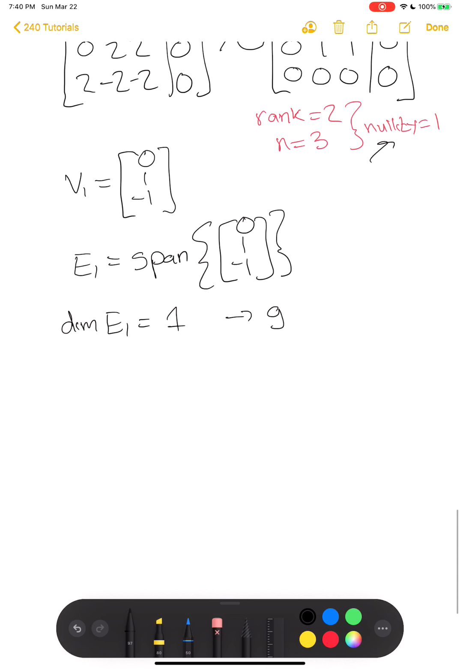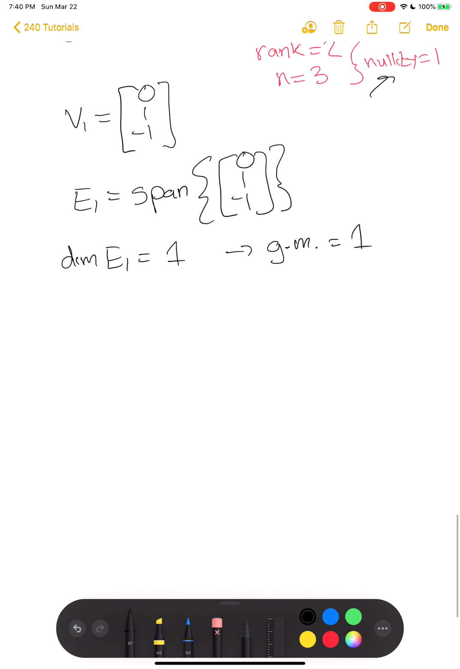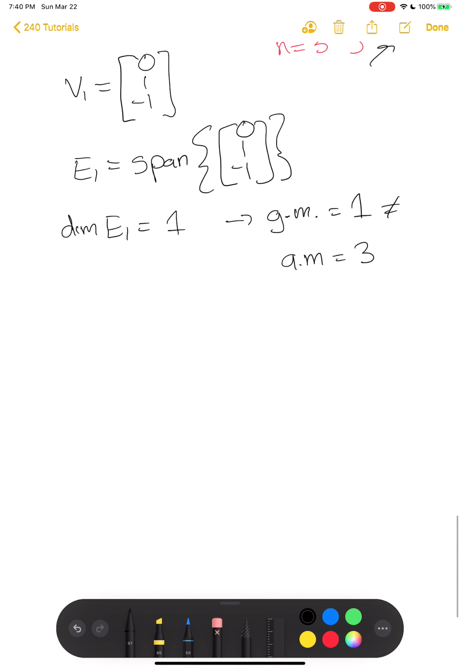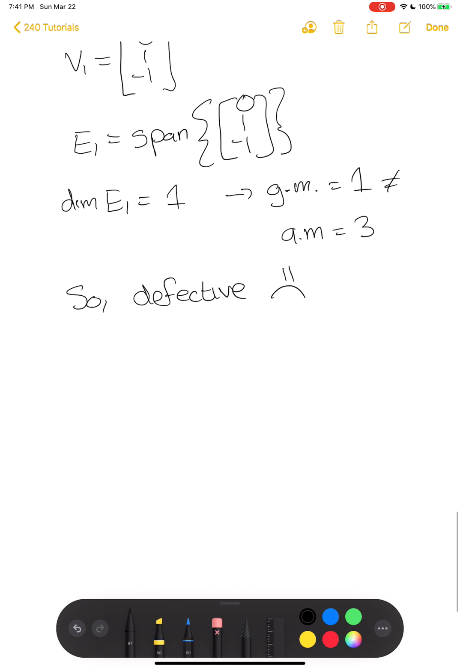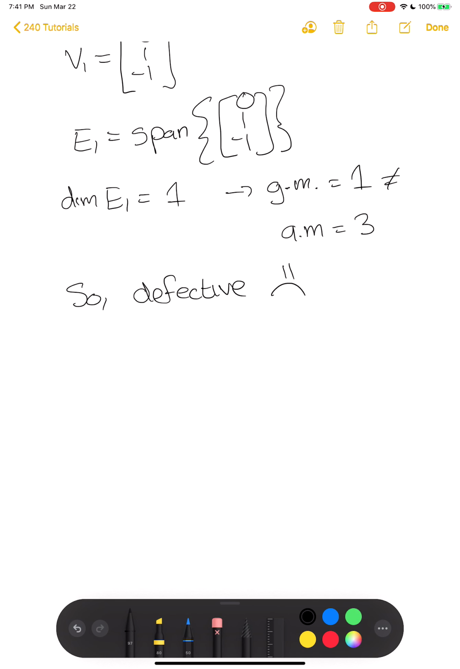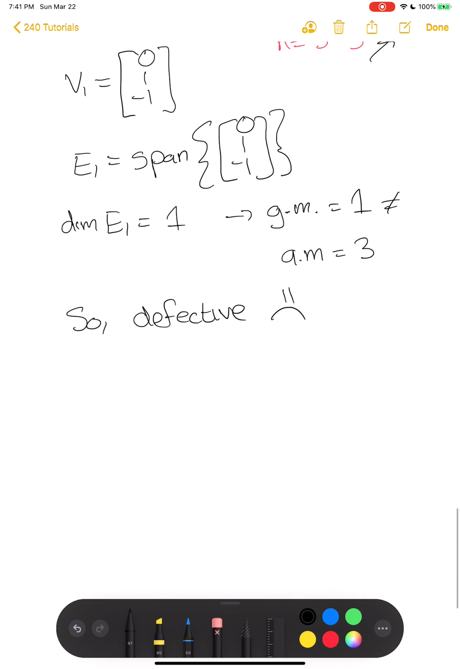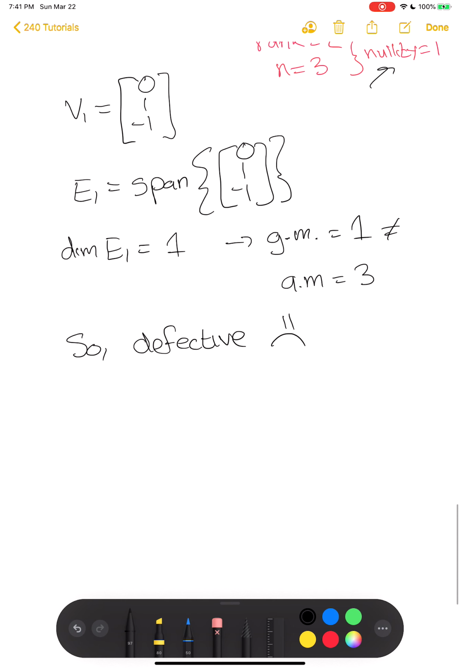So the geometric multiplicity is equal to 1, which is not equal to the algebraic multiplicity, which was equal to 3. So this is a defective matrix. And that's going to make you very sad on exams moving forward if you do come up with one. But what we'll do in the coming sections is teach you how to work with defective matrices, because some are actually more defective than others, and you'll be able to work with them regardless.